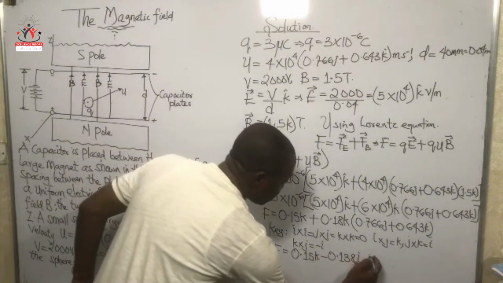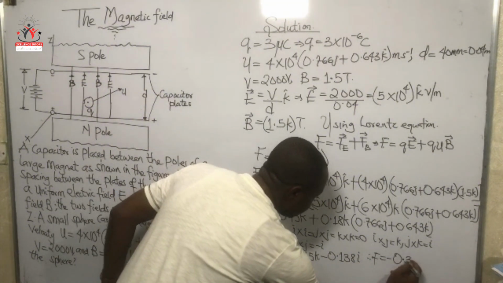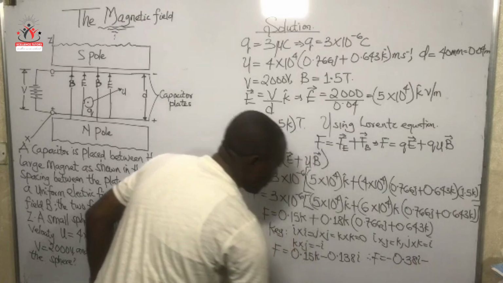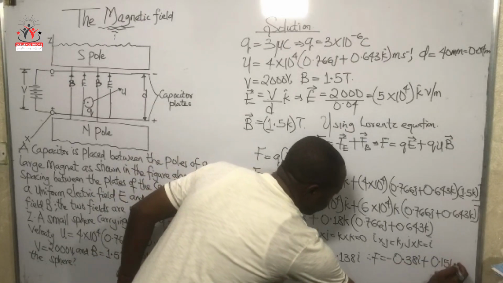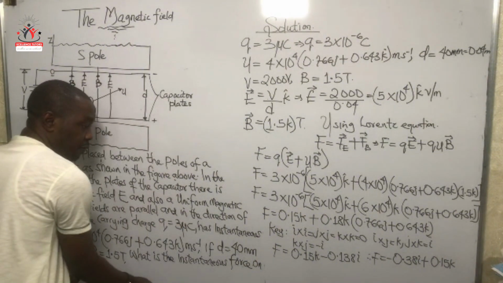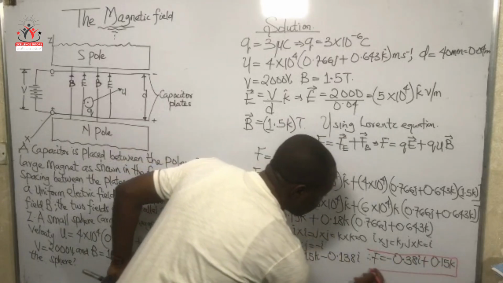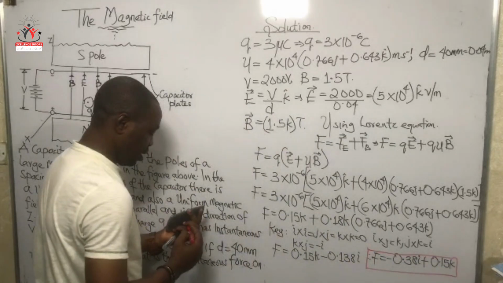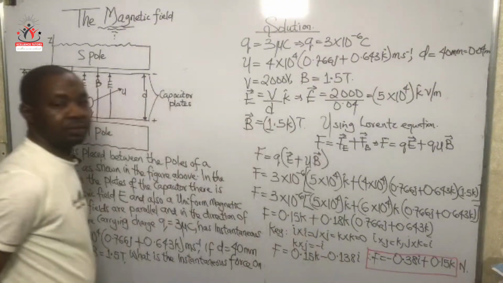So the instantaneous force will then be written as negative 0.138I plus 0.15K. And this is the instantaneous force on the sphere. And don't forget that the unit of force is the Newton. Thank you.